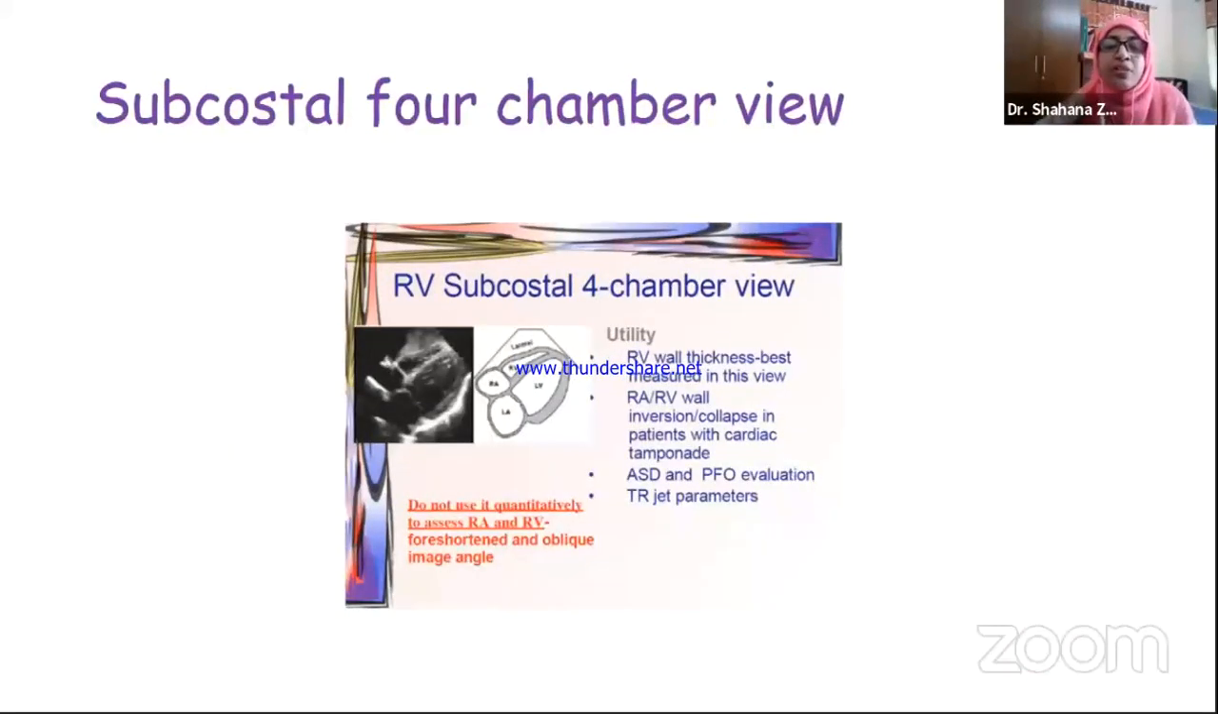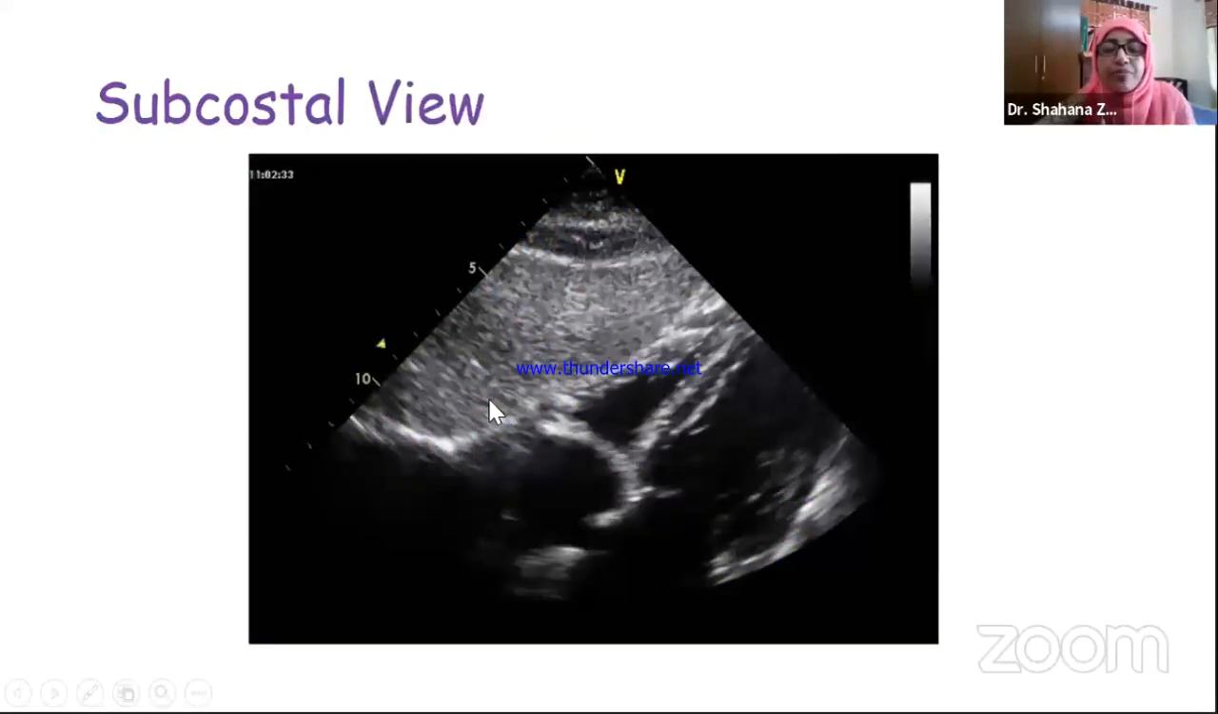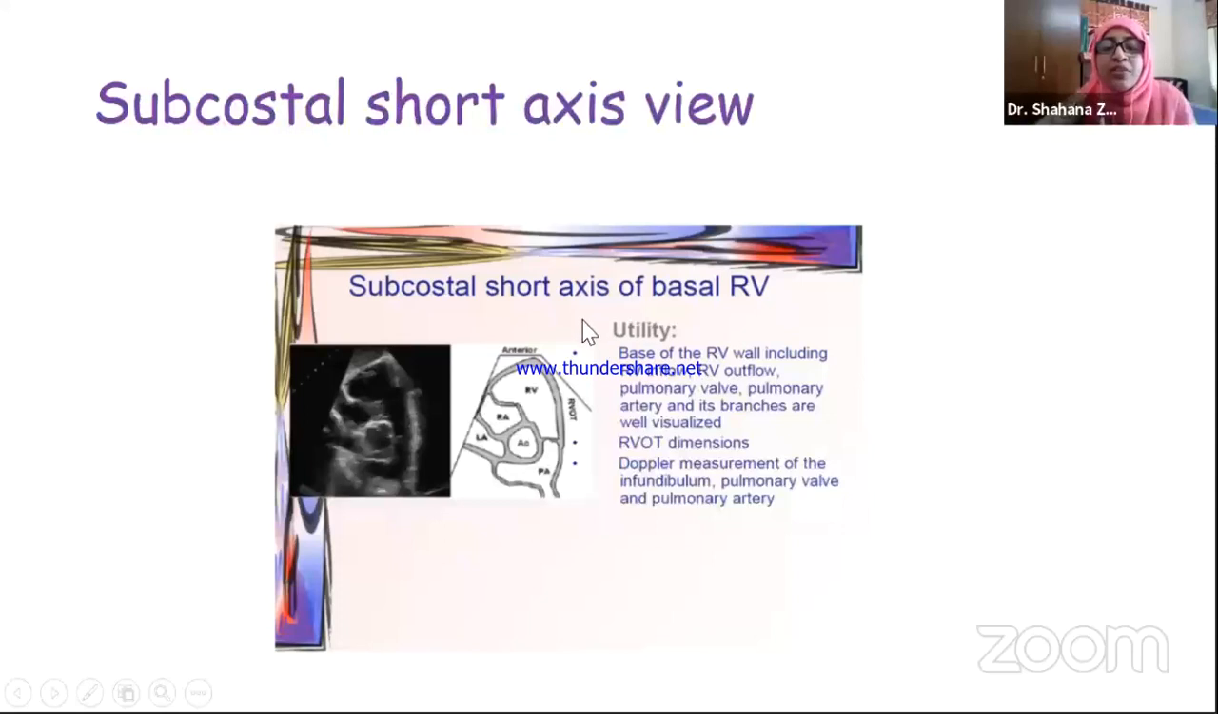The subcostal view is important for the measurement of RV wall thickness and also for ASD and PFO evaluation. This is the subcostal short axis view. Here we see the base of the RV wall, including RV inflow, RV outflow, pulmonary valve, pulmonary artery, and RVOT dimension. Doppler measurement of the infundibulum, pulmonary valve, and pulmonary artery can be well appreciated in this view.